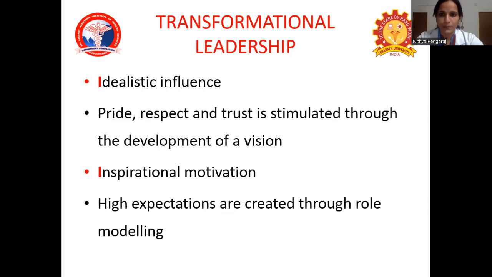Transformational leadership can be best described by 4 I's. The first I is idealized influence, that is, pride, respect, and trust are stimulated through the development of a vision. So you have a vision for the team towards which everybody in the team works. Inspirational motivation, that is, high expectations are created through role modeling. So the leader, instead of ordering something, is a role model for others to follow.